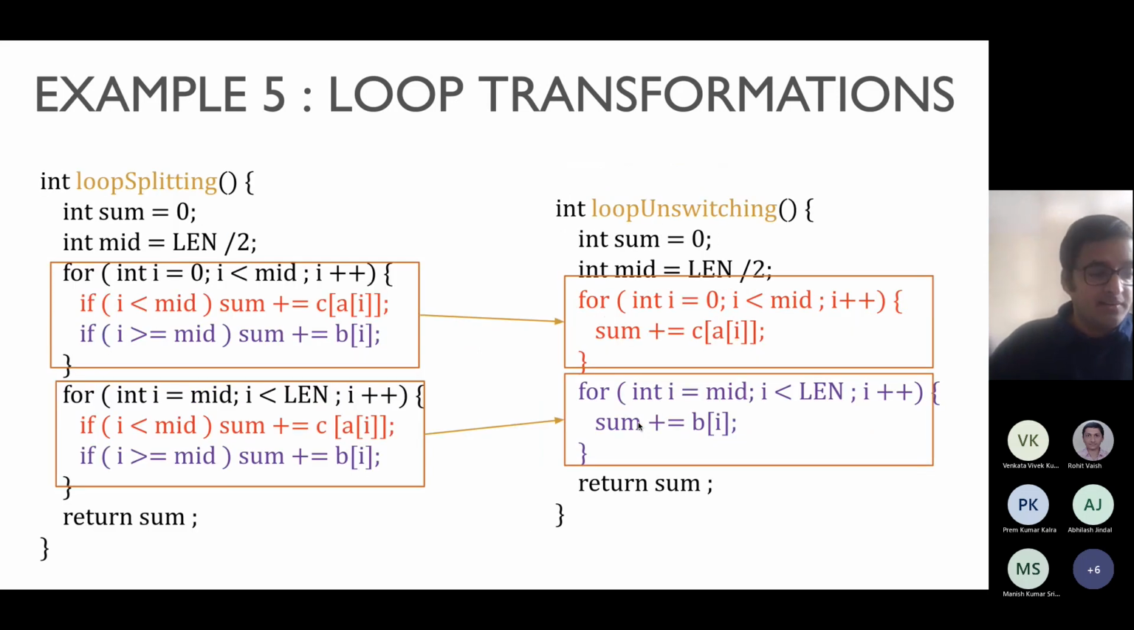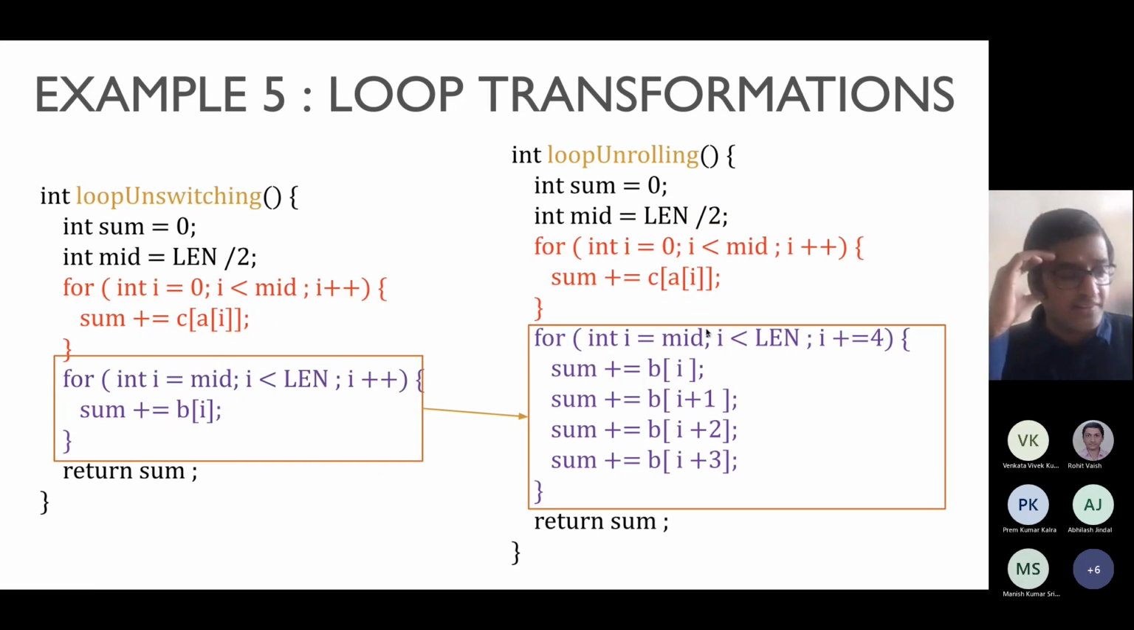Next, the optimizing compiler transforms both loops using the loop unswitching transformation. Here what it has done is, look, in the first loop, I'm only iterating from 0 to mid. So the second statement is pretty much redundant. Moreover, I don't need to check whether I is less than mid. I'm sure that I will always be less than mid. So I can just replace this entire body with just the body of the first if statement. Similarly, I can replace the second loop's body with the body of the second if statement. And so this is called the loop unswitching transformation. And this is what we get after loop unswitching.